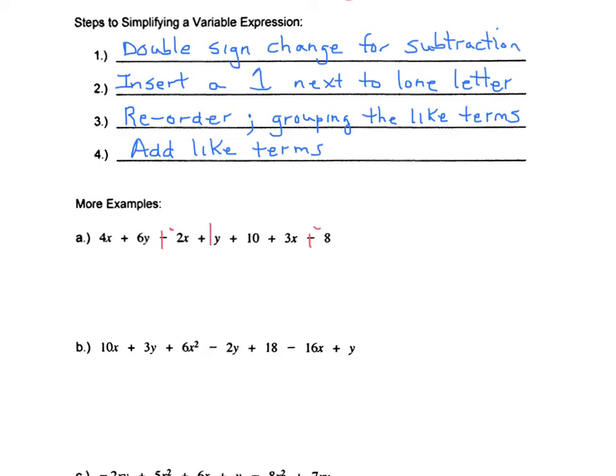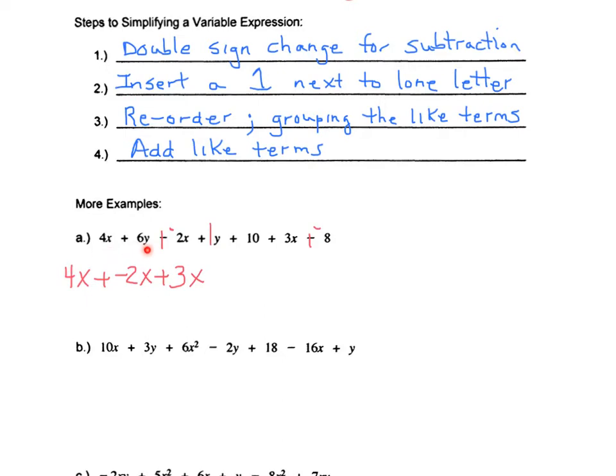Next step, reorder, grouping the like terms. Alright, so first thing I see is a 4x, so I'm going to look for anything that has an x, and I'm going to write those first. So there's a 4x plus a negative 2x plus a 3x. So that took care of that x.